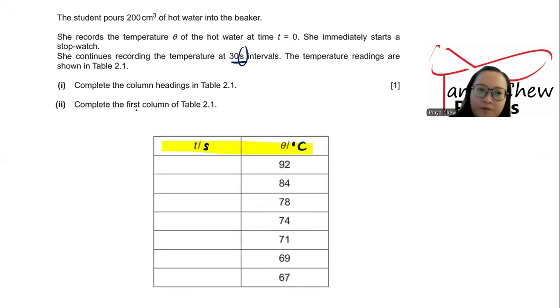And then complete the first column of table 2.1. Remember, they said time at 30-second intervals. So she continues to record. So maybe here you put 0. Depends on the question, whether it starts from 0 or 30 seconds. After that, 30, 60, 90, 120, 150, and 180. These are all, we call it the first column. Done.